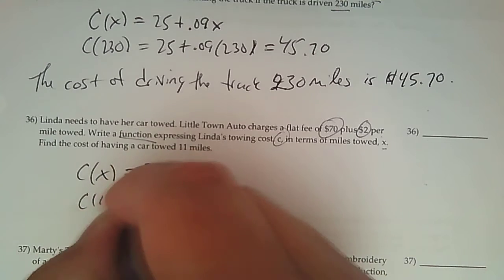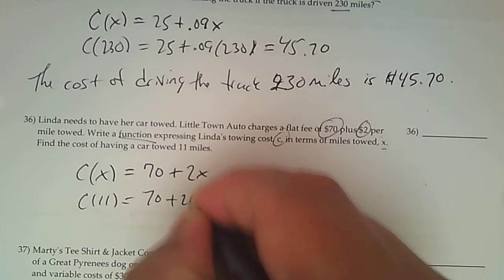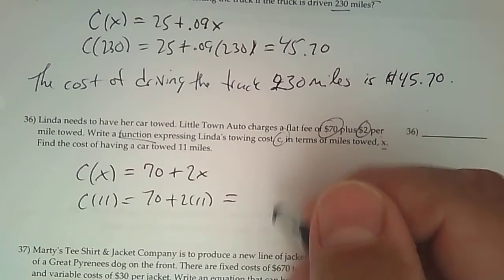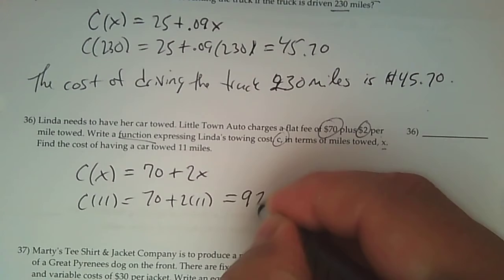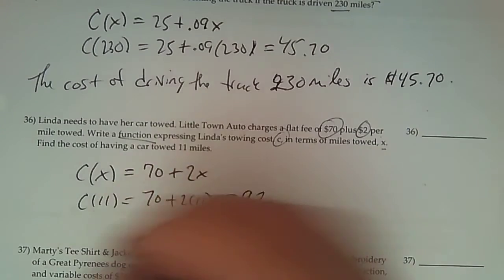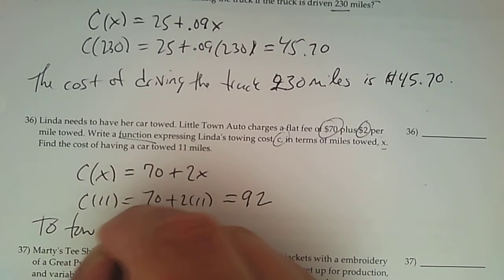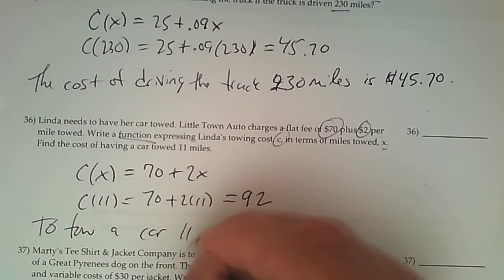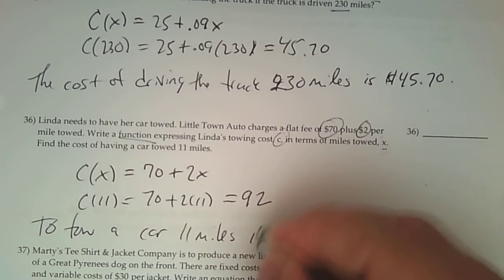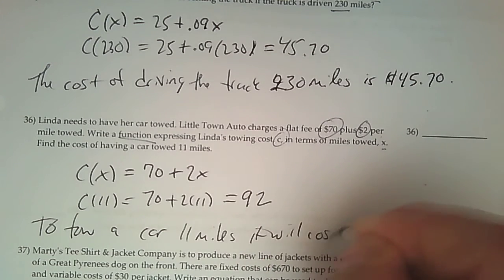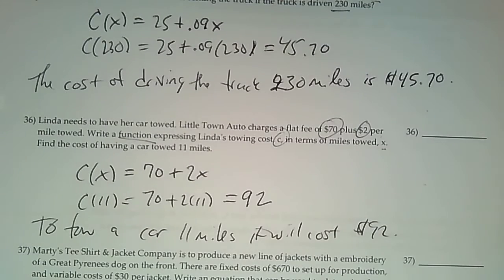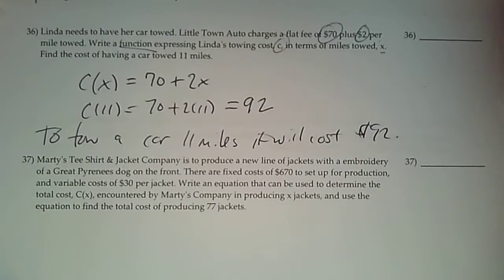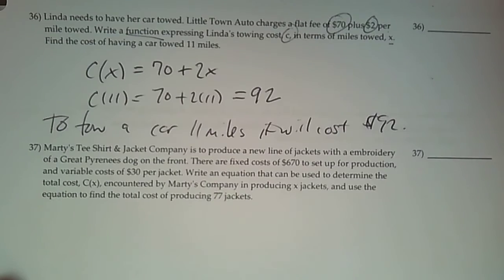So just plug in 11. Shouldn't need a calculator for this. So 70 plus 22. And so what's the cost? So to tow a car 11 miles, it will cost $92. Beautiful.